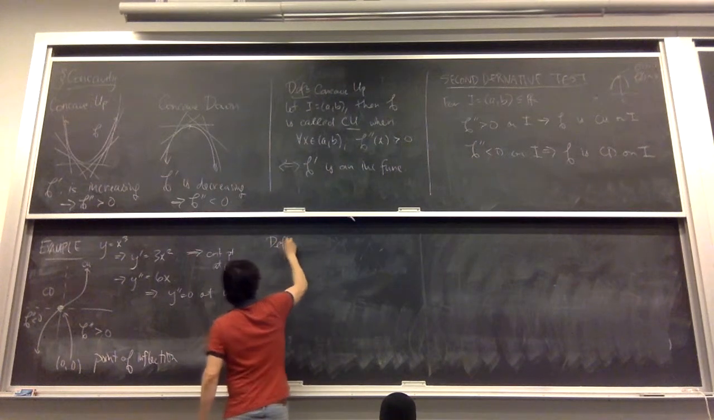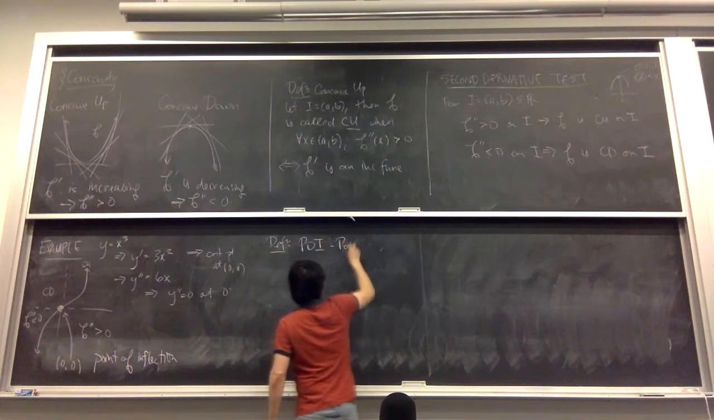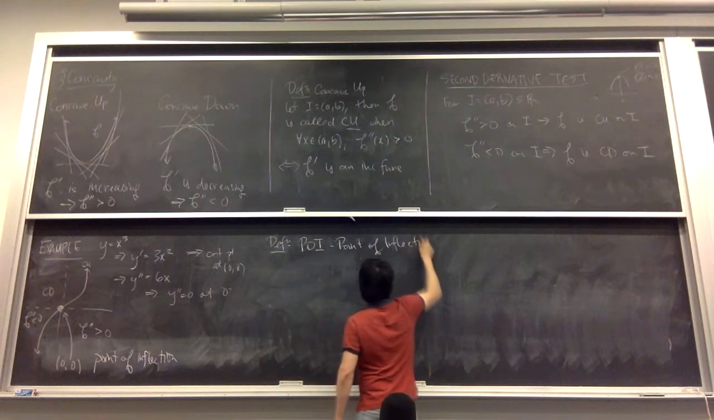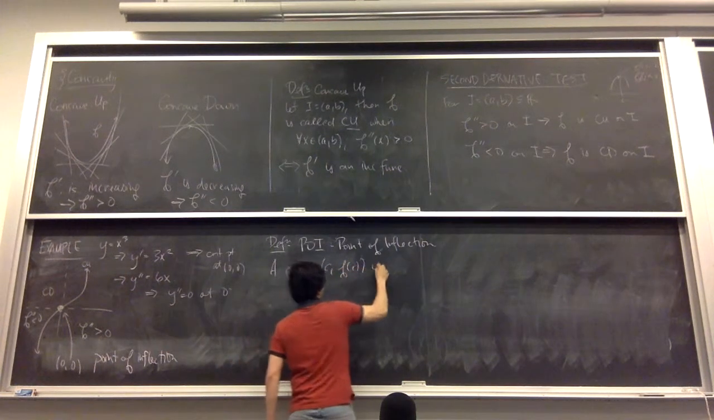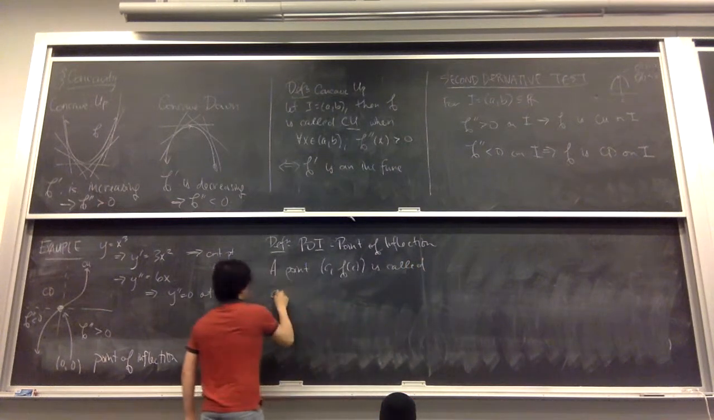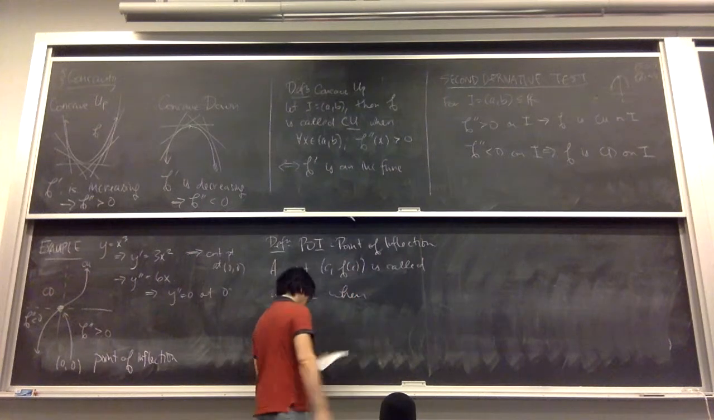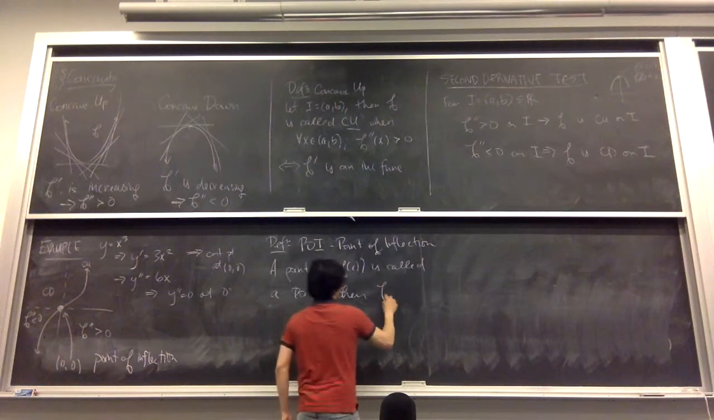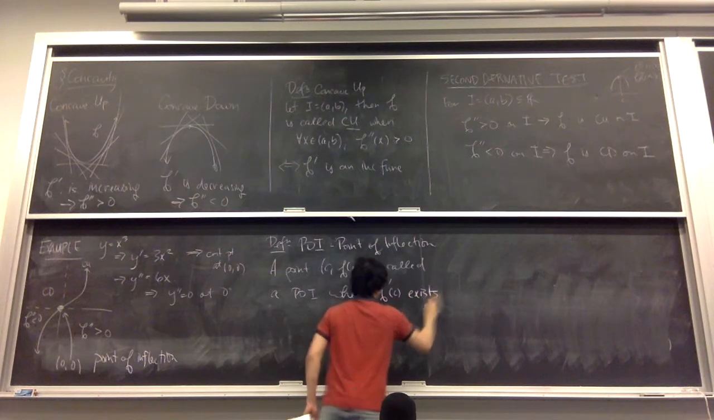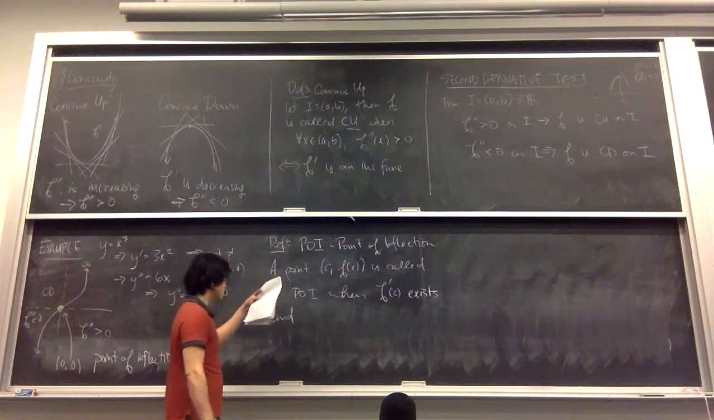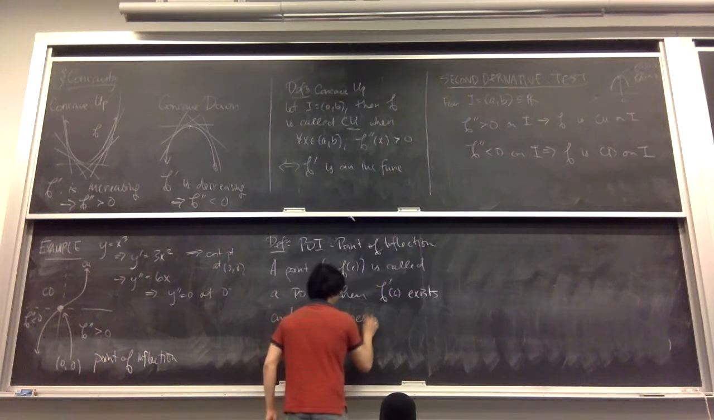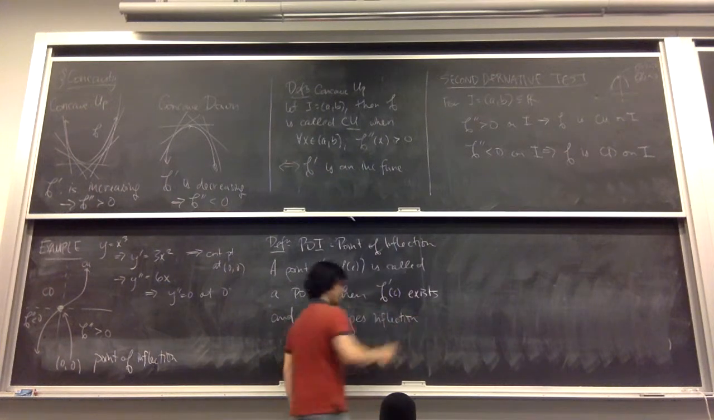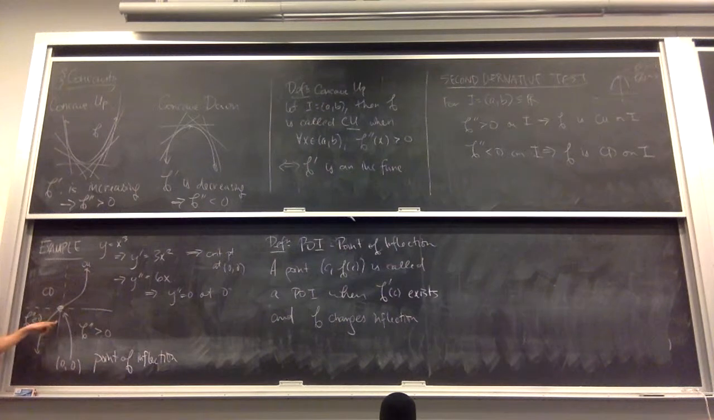Okay, so a point of inflection. A point C, f of C, is called a point of inflection when the derivative exists and f changes concavity. Okay? So a point of inflection is this situation where you just have to specify that the derivative there actually exists.